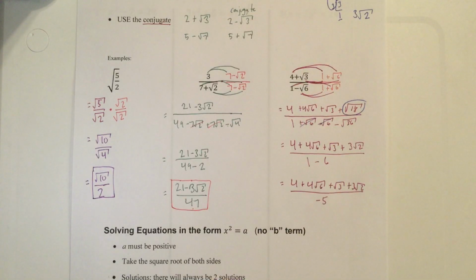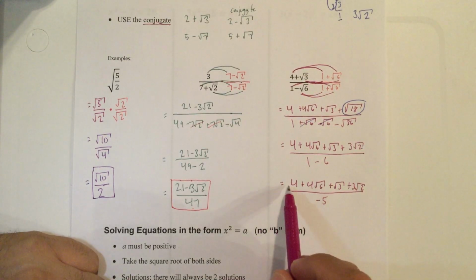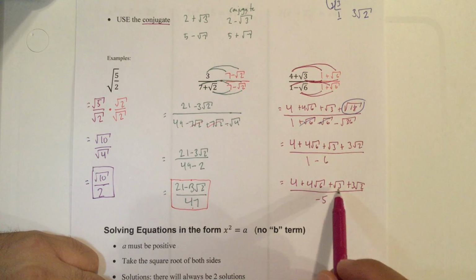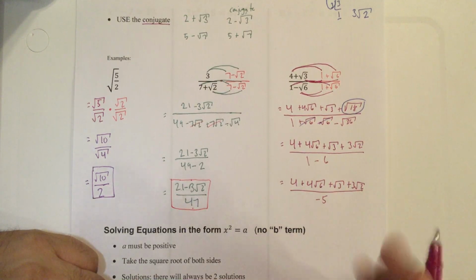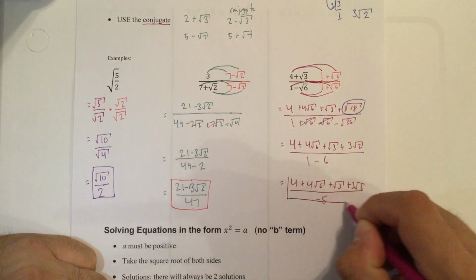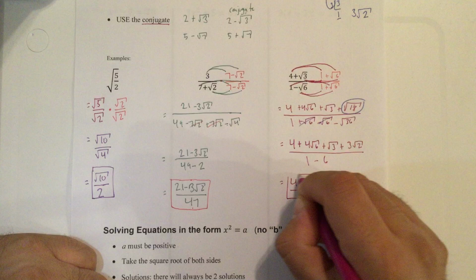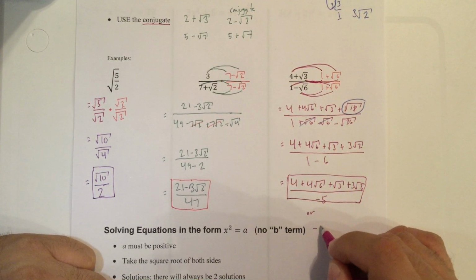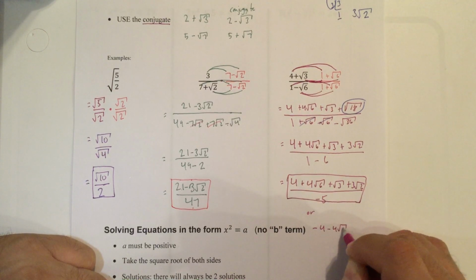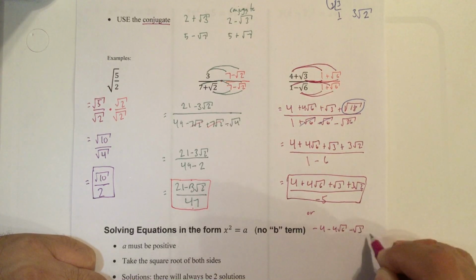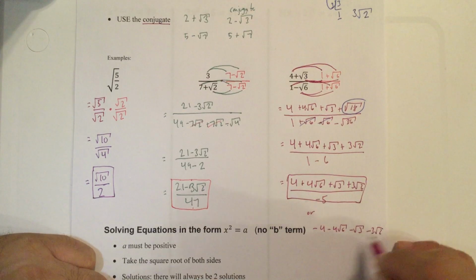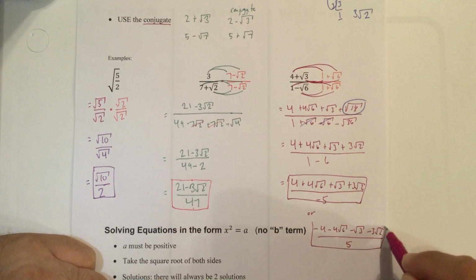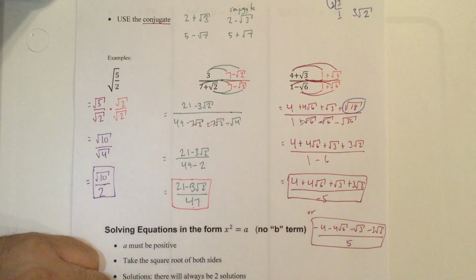All right, now some people will put this negative up top and make everything opposite signs. So negative 4 square root of 6, negative square root of 3, negative 3 square root of 2. But this answer is acceptable. But in case you are curious, it would actually become negative 4 minus 4 square root of 6 minus the square root of 3 minus 3 square root of 2 all over 5, if you decided to do it this way. But both answers would be correct.